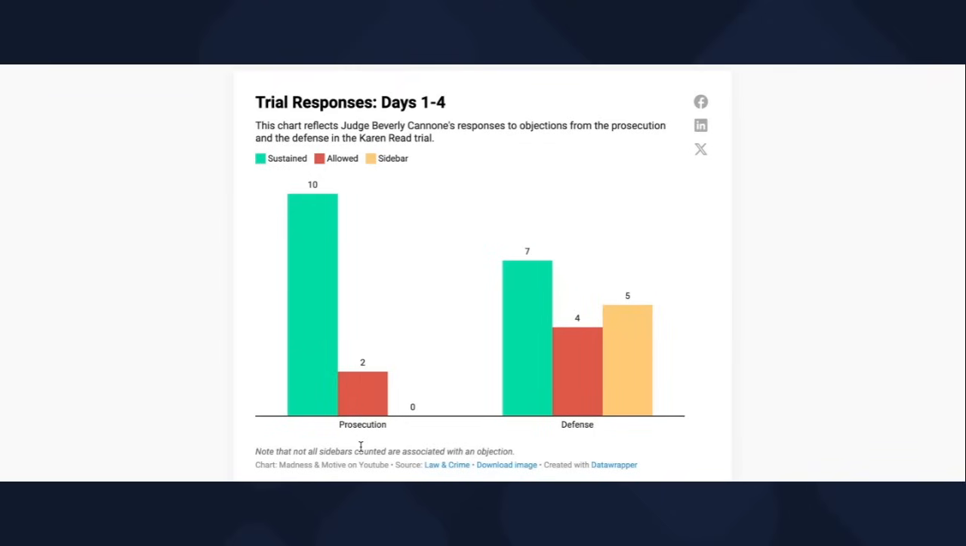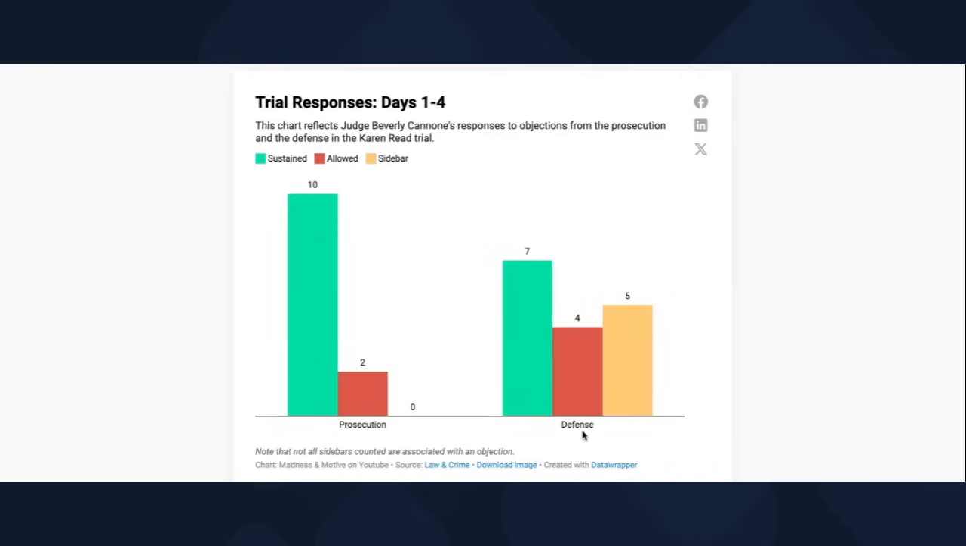How to read this is, if you're looking at the prosecution side, imagine the prosecution has just raised an objection, and these bars are how the judge responded. So prosecution objects, and the judge sustains it 10 times, which is generally a positive reaction, like an agreement. Two times she allowed, so she disagreed with the objection and let something proceed. I don't have any sidebars for the prosecution. I didn't identify any from the footage where the prosecution raised an objection and the judge called a sidebar, but let me know if I'm wrong on that.